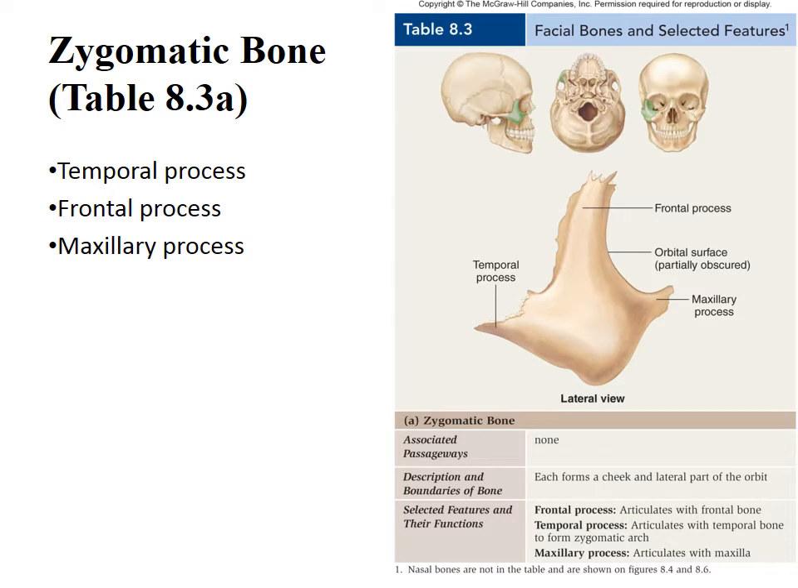The next bone we're going to look at is the zygomatic bone. There's three landmarks you need to know: the temporal process, the frontal process, and the maxillary process. These processes are named after the bones that this particular bone will knit with. So for instance, the temporal process will touch up against the temporal bone, the frontal process will touch up against the frontal bone, and the maxillary process here will touch up against the maxillary bone.